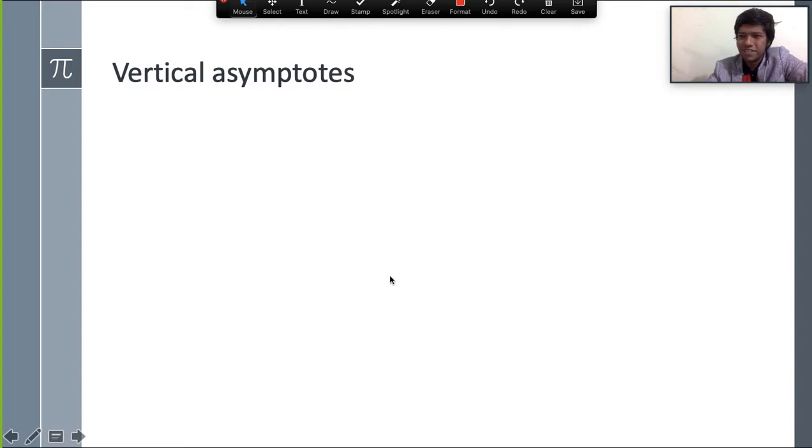Now, how do we find out vertical asymptote? Now we'll try to find out vertical asymptote and horizontal asymptote and oblique asymptote.